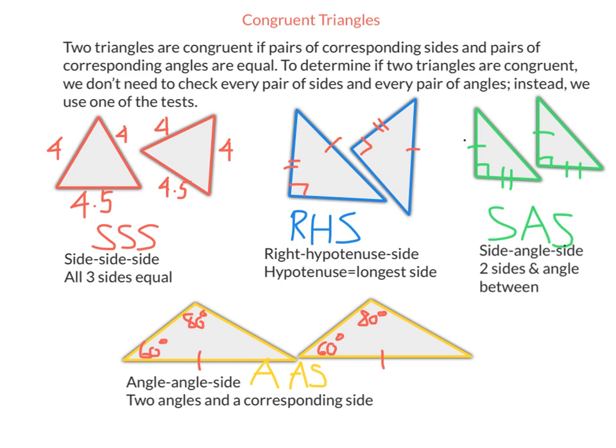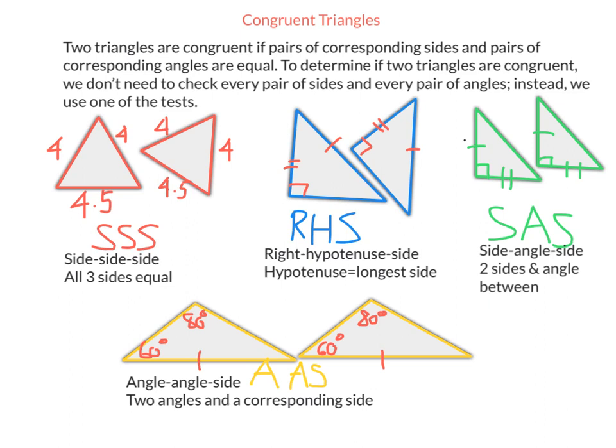So unfortunately, the last 2 tests are a bit more complicated. So SAS involves 2 pairs of sides and an angle, but it has to be the angle in between the 2 sides. So these 2 triangles here are congruent by the SAS test. So please don't think just because you have a right angled triangle, you must use the RHS test. Here, I haven't told you that the hypotenuses are equal. Instead, we have 2 pairs of sides equal, and then the angle in between them is equal. That's what I mean in between. It's got to be the angle that's touching the 2 equal sides.